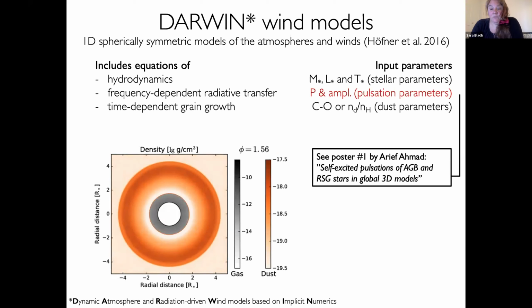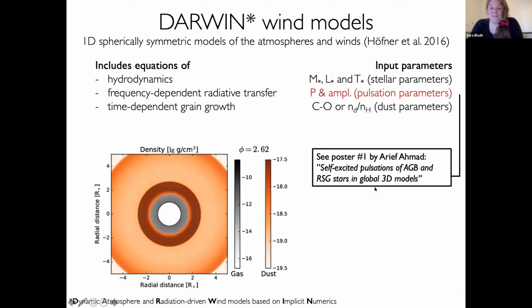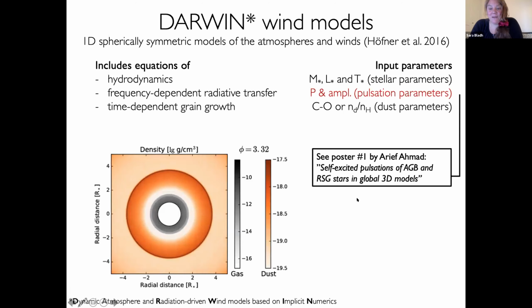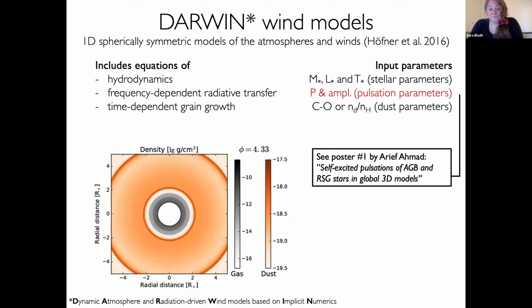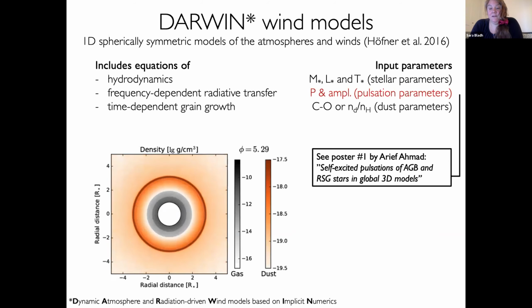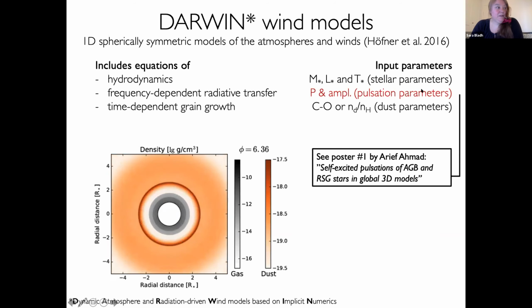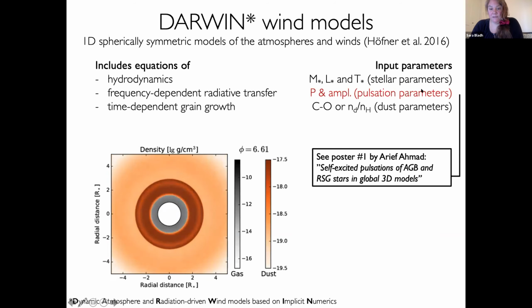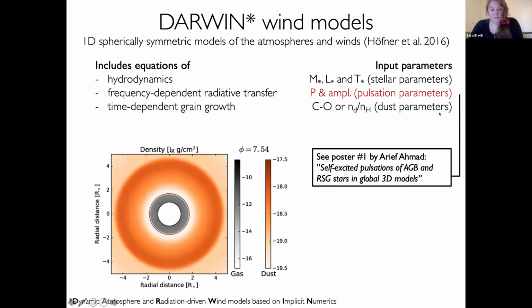So I want to recommend that you look at poster number 1 by our PhD student, Arif Ahmad, who has self-excited pulsation of AGB and red supergiant stars in global 3D models. And then Michele is also speaking later today about pulsation models. And then we also have dust parameters.